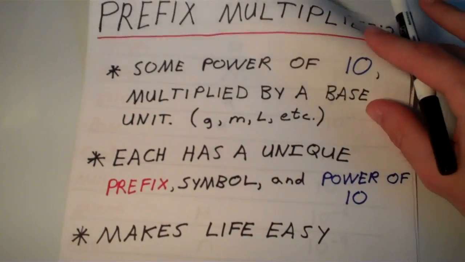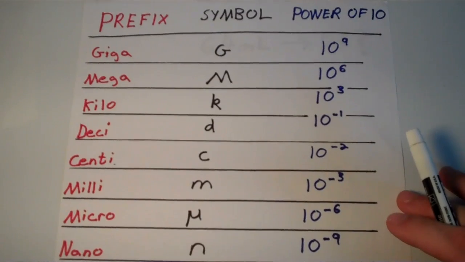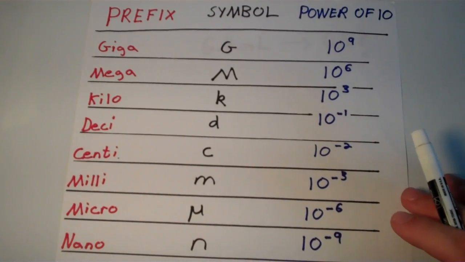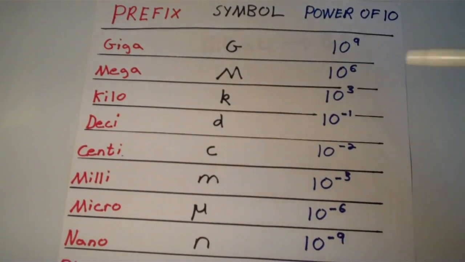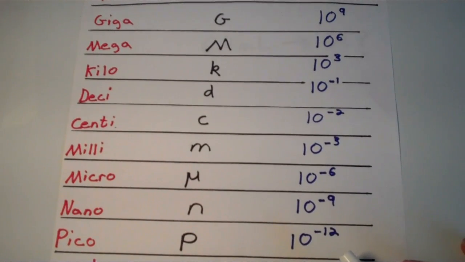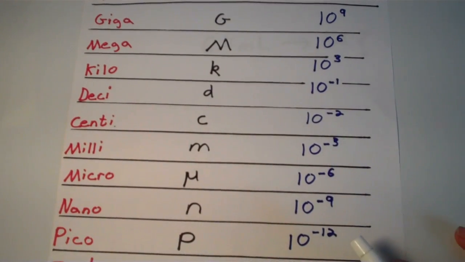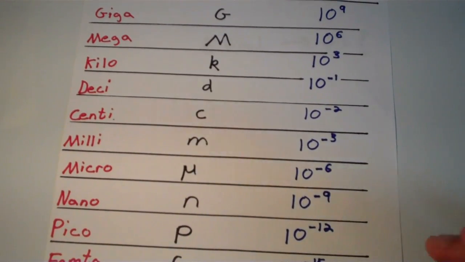So here's a table of some of the more common prefix multipliers. Here we have the prefix, symbol, and the power of 10. Some of these prefix multipliers are more common than others. Some of them you may have encountered before, some of them you may have never encountered, and some of them you may never even have to use at all. So, some of them you might want to commit to memory.